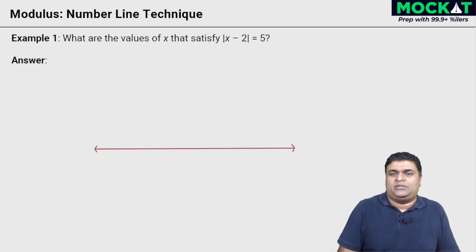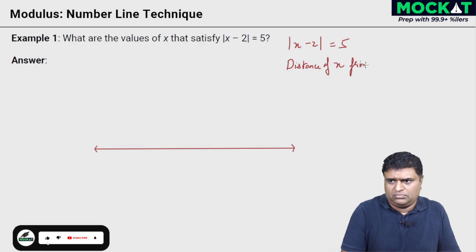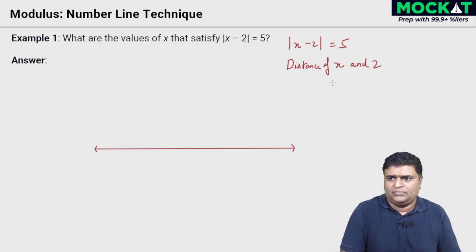Yeah, let's get on to this. Now, what are the values of x that satisfy modulus of x minus 2 equals 5? So what does modulus of x minus 2 equals 5 mean? How should we read this? X minus 2 is nothing but the difference of x and 2. The difference can also be called distance. Let's say the distance of x from 2, or you can just say distance of x and 2. The distance of x and 2 is 5.